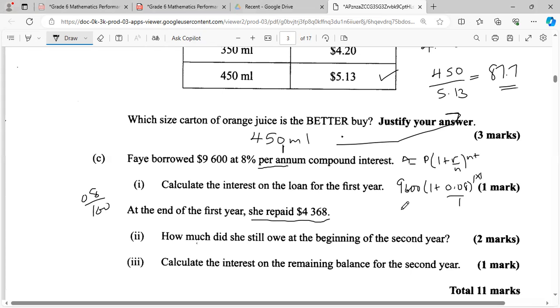Alright, so it would be 9,600 times 1.08. So all we have to do is punch that into our calculator, and that will give us the answer, because the 1 times 1 does not make a difference. So this will be 10,368.